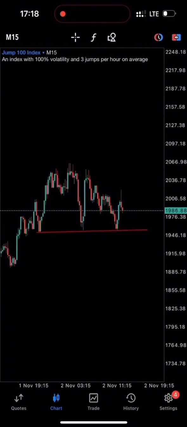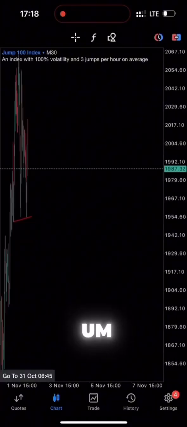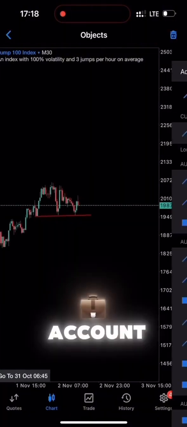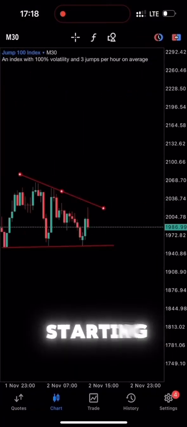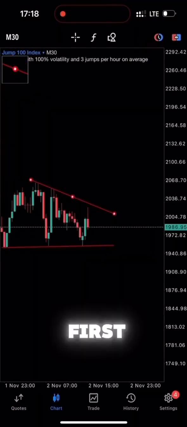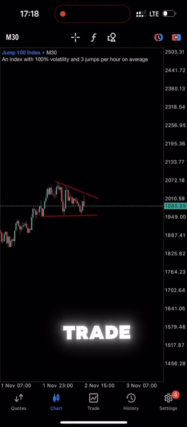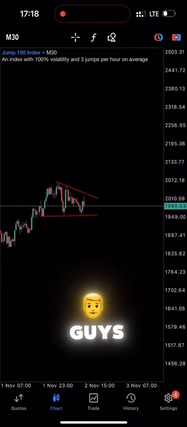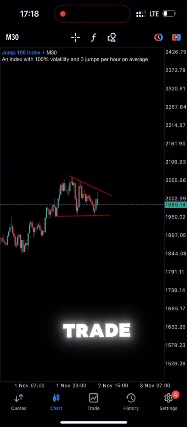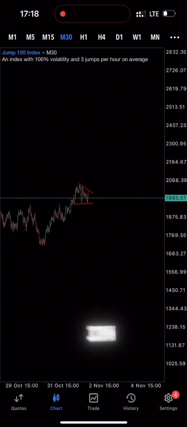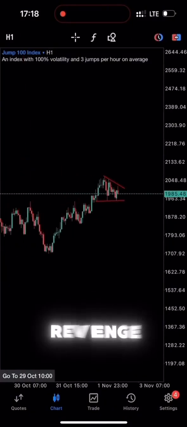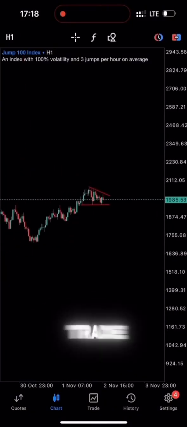All right, let's go. If I blow an account when I'm just starting, like the first of my week, it's a bit annoying. You want to revenge trade. So shall we revenge trade, guys? If you want to revenge trade, just drop a comment in the comment section. Let's revenge trade.